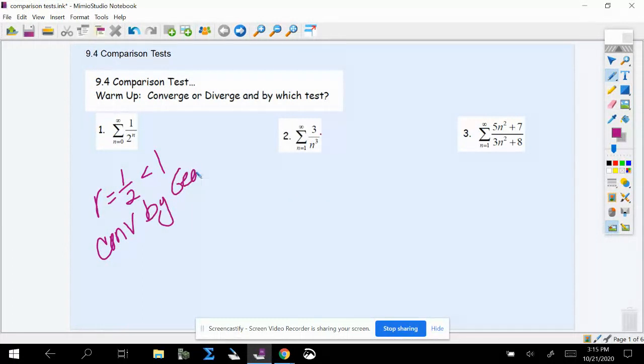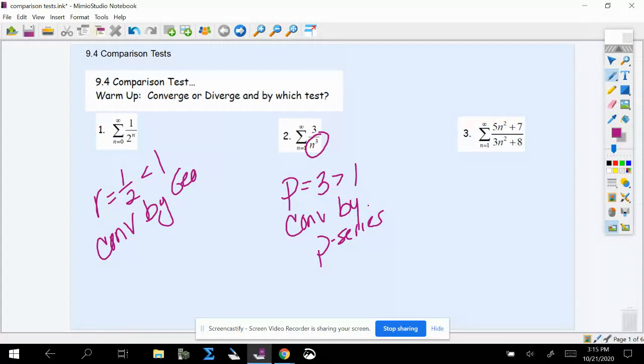Next one, when you have n to a power in the bottom, that is a p series. Your p is 3, which is bigger than 1. So this one will also converge by the p series test. Keep in mind, for p series, you could also do an integration test. It just takes more work.